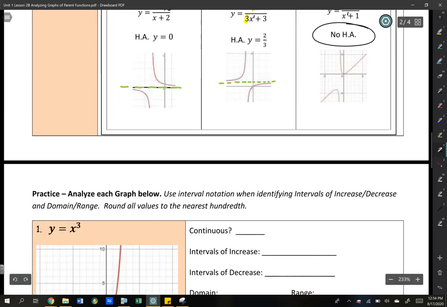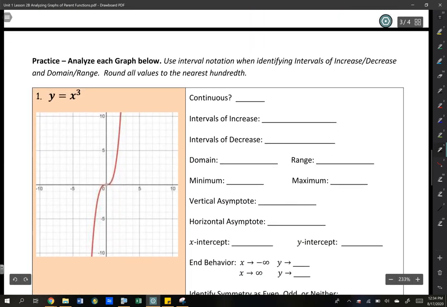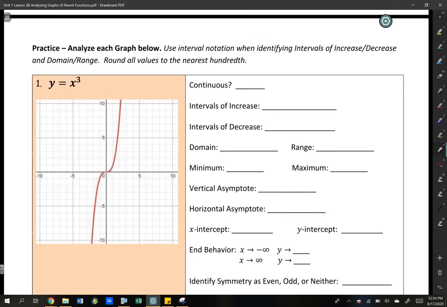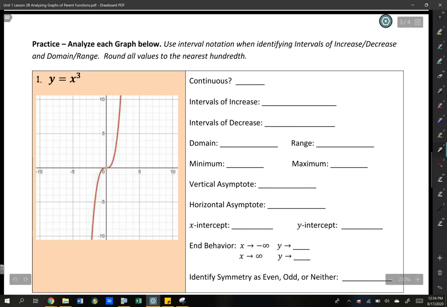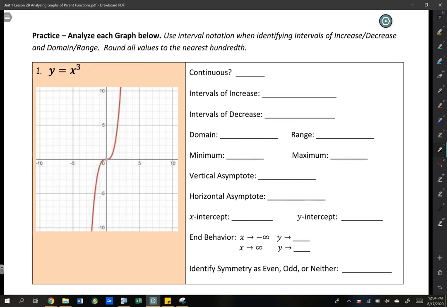All right, so you want to keep those pages handy, maybe even separate them out from your notes if you happen to staple it all together. I would keep those separate as we work through these. So for the practice, you're being asked to analyze each graph below. Use interval notation when identifying intervals of increase and decrease and domain and range. Round all values to the nearest hundredth.